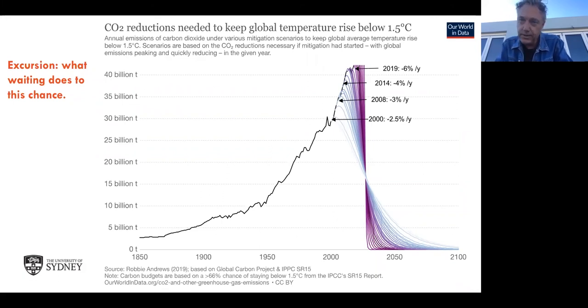You know that historically, that's from 2 slides ago or 3 slides ago, we've done 2% per year. So 7% per year is something that we have never, ever done before. You know? So this is a little footnote, little excursion. This is the effect of waiting.